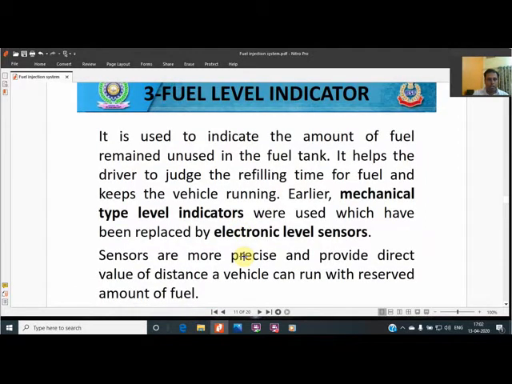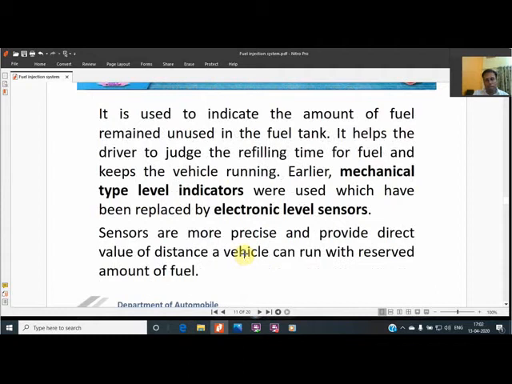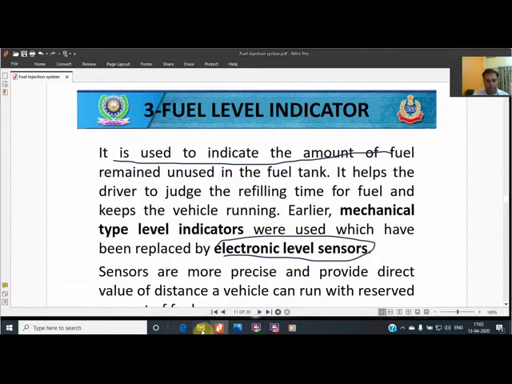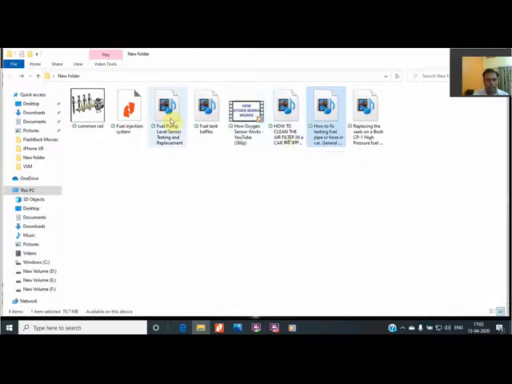And the next thing is the fuel level indicator, because in the instrument cluster or on the dash, we directly get the reading of what fuel level is there. These days, two-wheelers also have this feature where you can directly see what the fuel level is. Earlier, mechanical type indicators were used, but these days we get an electronic signal, and the dash gives electronic signals. So how does the fuel level indicator work? I have downloaded one video for how the level sensor works.